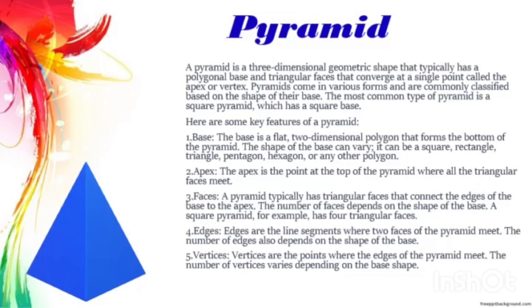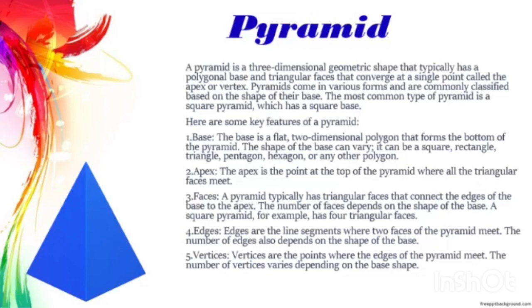Here are some key features of a pyramid. Base. The base is a flat, two-dimensional polygon that forms the bottom of the pyramid. The shape of the base can vary. It can be a square, rectangle, triangle, pentagon, hexagon, or any other polygon. Apex. The apex is the point at the top of the pyramid where all the triangular faces meet.